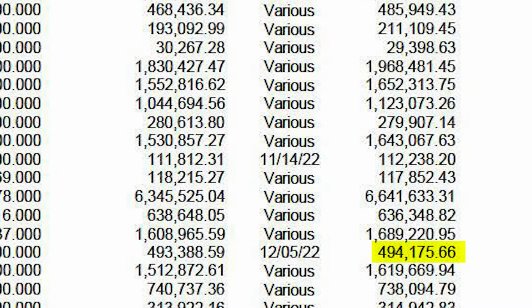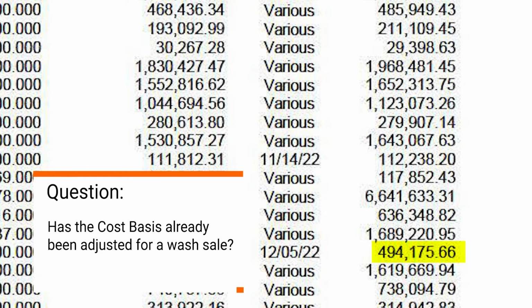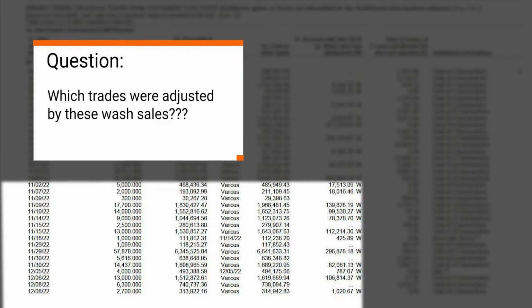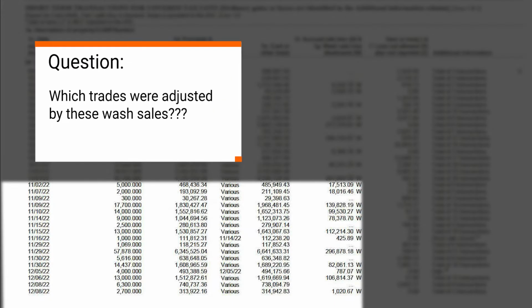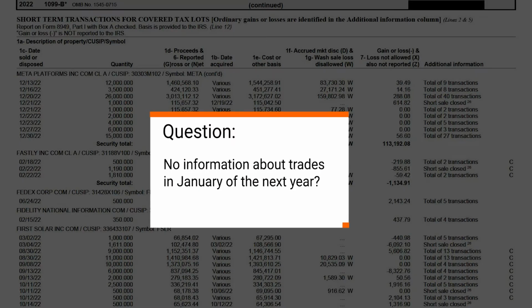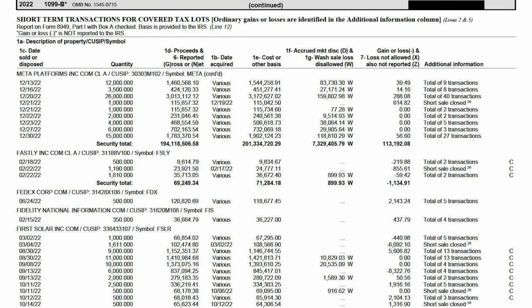But now I need to know, did this purchase already get adjusted as part of a wash sale in this account? We can see there are many wash sale adjustments within 30 days of that date, so it's possible. But the 1099-B provides no detail about which replacement was adjusted by the wash sales. It's also possible for there to be a replacement in January of the next tax year, but the 1099-B doesn't list any of those trades or adjustments. So it's nearly impossible to follow the IRS instructions for making additional wash sale adjustments using the 1099-B.